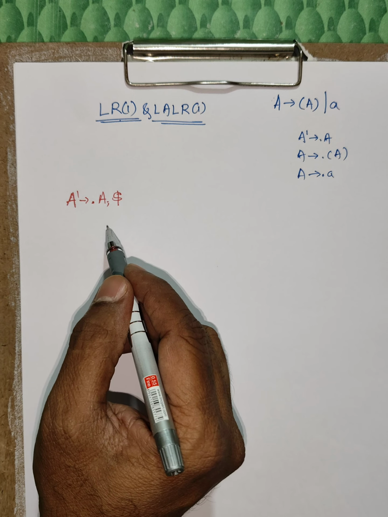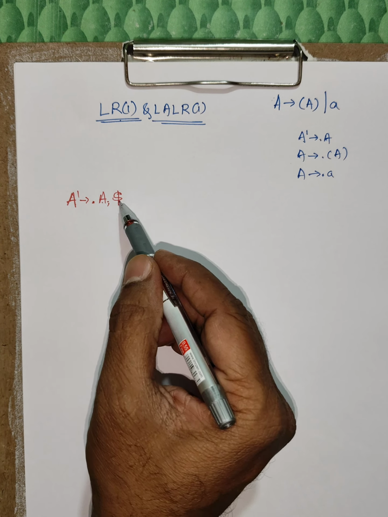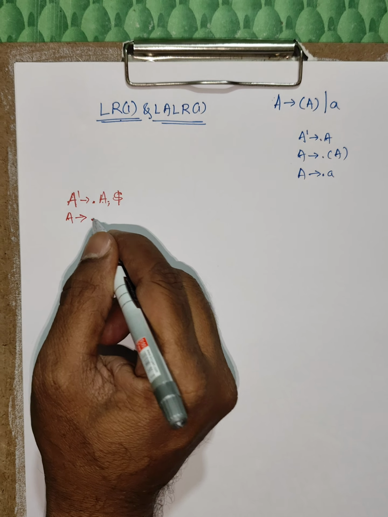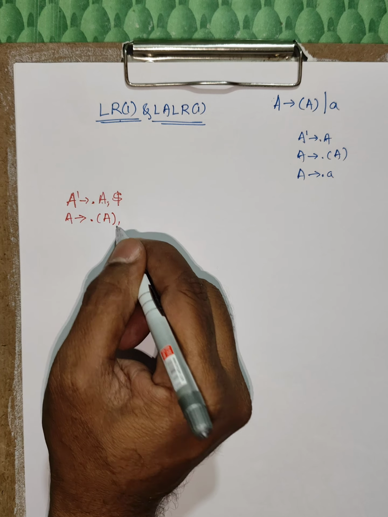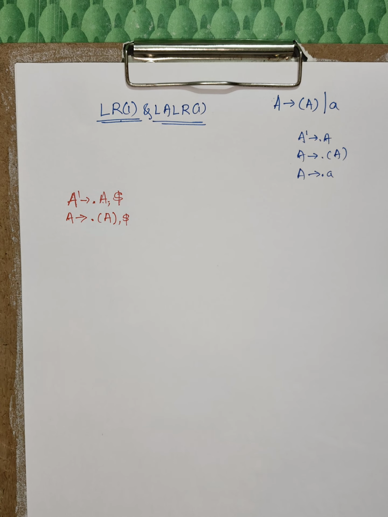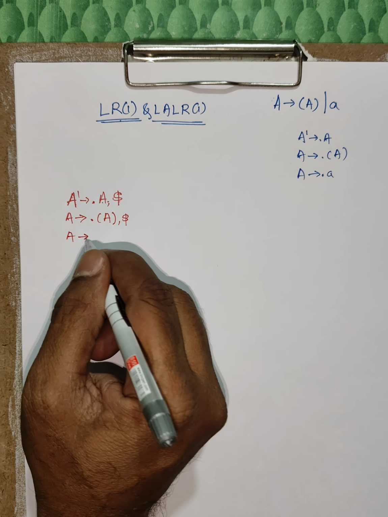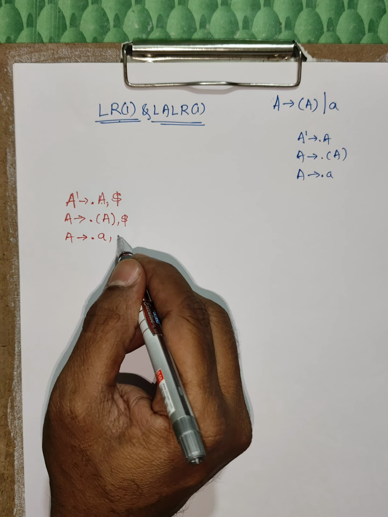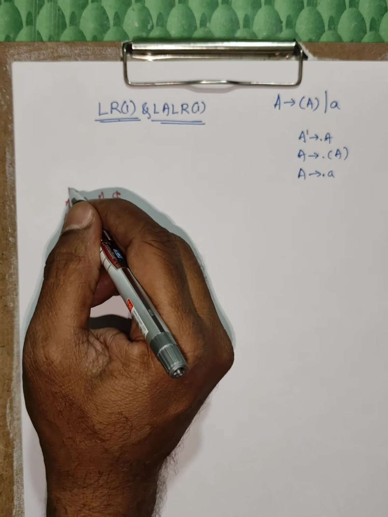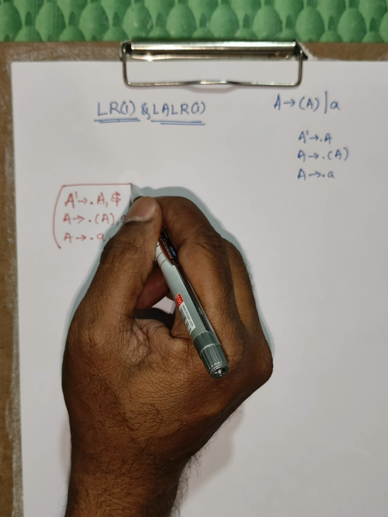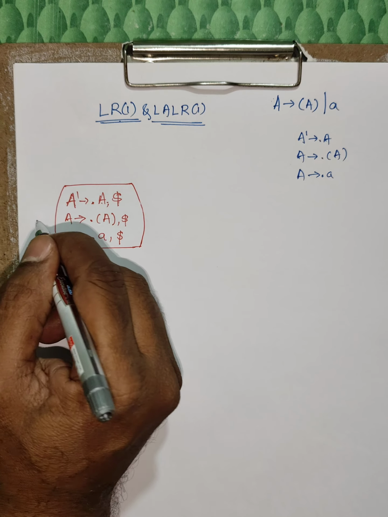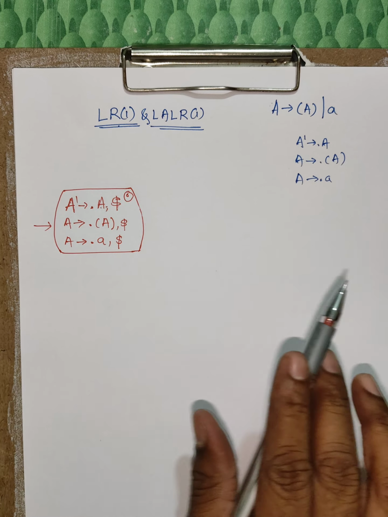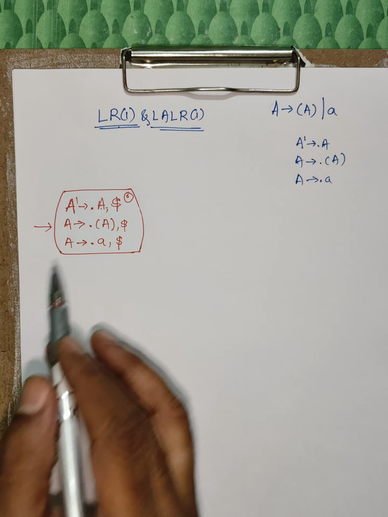And within the same state you have to write all productions of A, and this lookahead is the same, means this follow is same: A produces dot opening bracket A closing bracket, dollar, and for all productions of A, A produces terminal a. Within the same state you have to write the same lookahead. This is called the initial state or current state. This is state 0. During transition from one state to another state, the lookahead is the same.